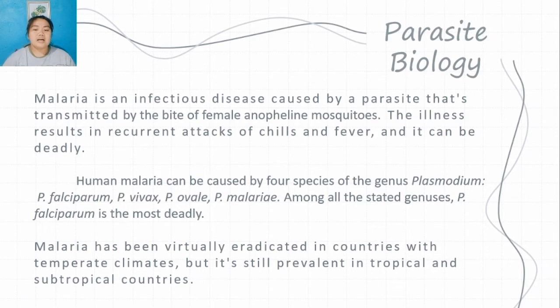Malaria is an infectious disease caused by a parasite that's transmitted by the bite of female Anopheles mosquitoes, and the illness results in recurrent attacks of chills and fever. It can be deadly. Human malaria can be caused by four species of the genus: P. falciparum, P. vivax, P. ovale, and P. malariae. Among all these species, P. falciparum is the most deadly.